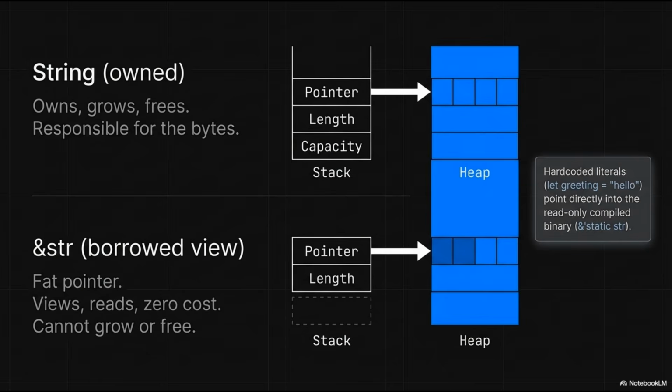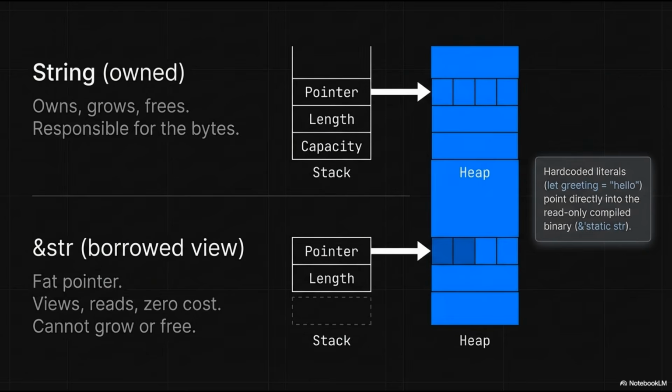Okay, so it owns those bytes. Yes. Because it owns those bytes on the heap, it is entirely responsible for them. When that string goes out of scope, Rust automatically drops the heap memory. It's essentially the text-specific version of the vector we just talked about. I can append to it, mutate it, as long as I have a mutable reference. Exactly. Now contrast that with the string slice, the ampersand str.